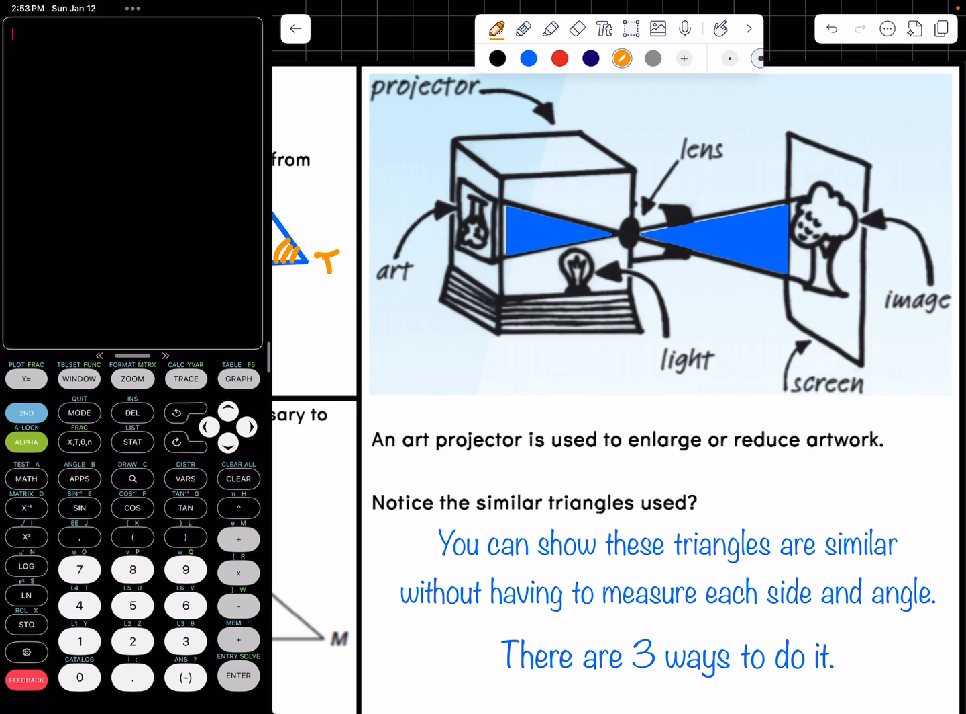It says notice similar triangles used. We can show these triangles are similar without having to measure each side and angle. And we're going to go into that with some of the videos that we're going to come up with here in a few.